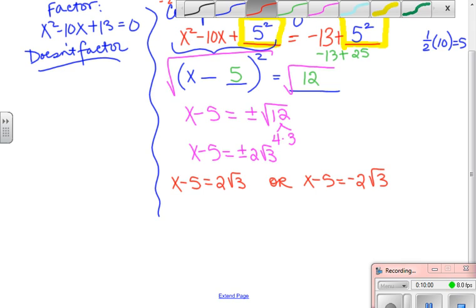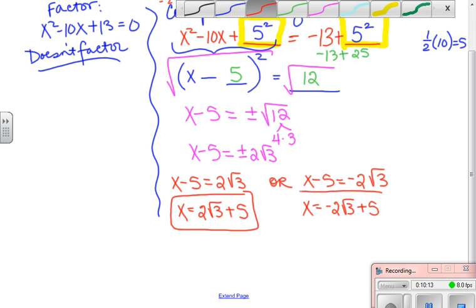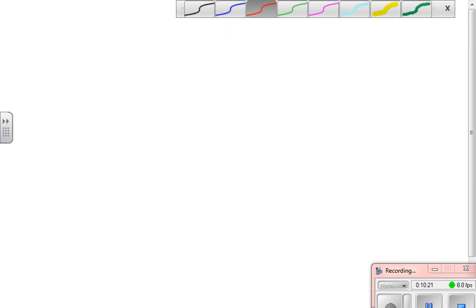Add 5 to both sides. X is equal to 2 square roots of 3 plus 5. That's one answer. Add 5. X is equal to negative 2 square roots of 3 plus 5. And we know that those constants and those radicals don't combine, and so those are our exact answers. So let's look at the complete the square process.